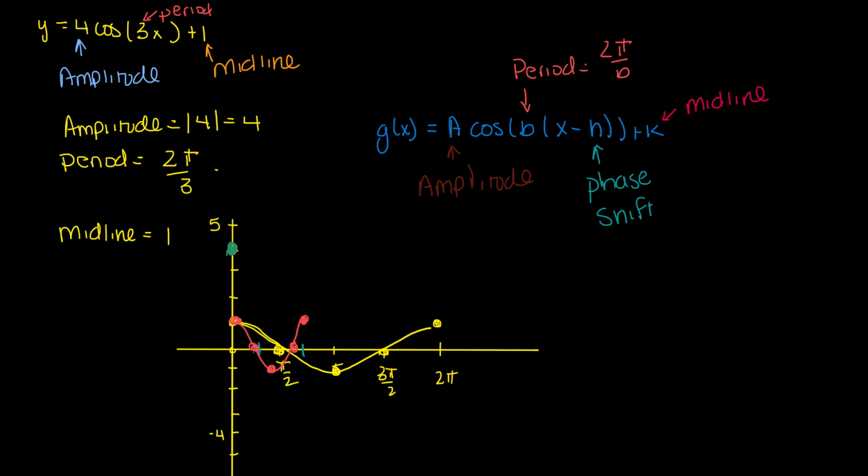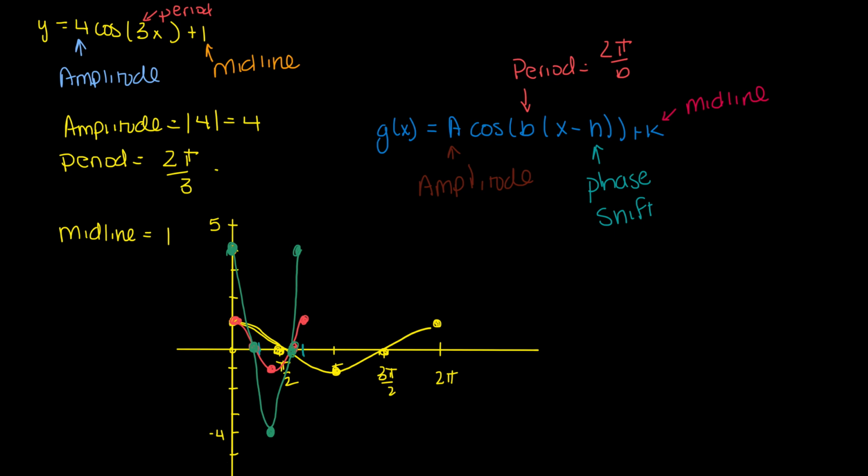0 times 4 is 0. -1 times 4 is going to be -4. 0 times 4 is 0. And 1 times 4 is 4. So we've now stretched this cosine function to kind of a max there.